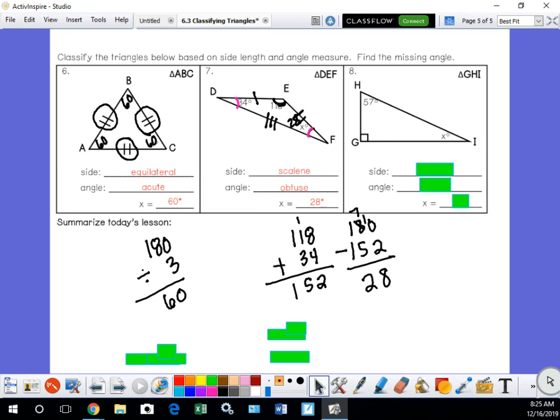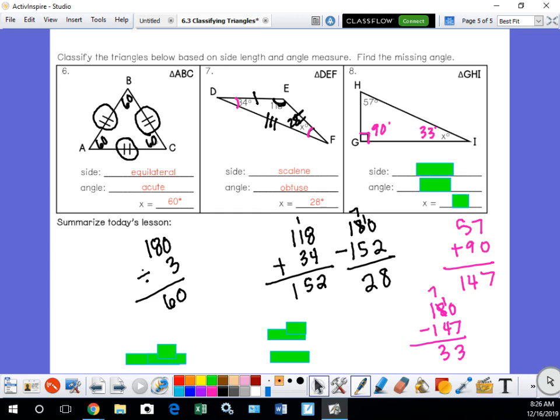Okay, and then for number 8, remember if you see this little square in the corner, we know that that's a 90-degree angle. So we want to do 57 plus 90 gives us 147, and we want to subtract that from 180. So we have a 33-degree angle here.